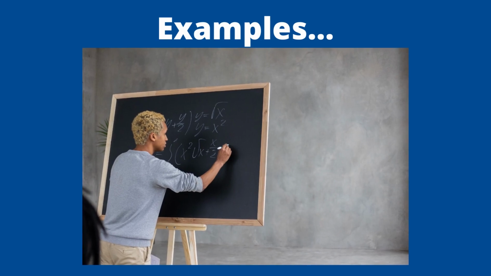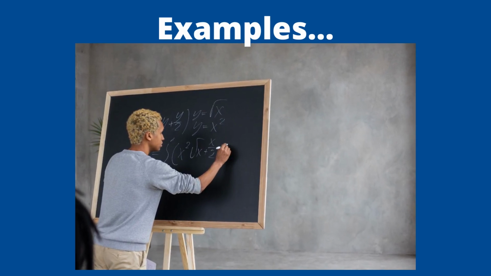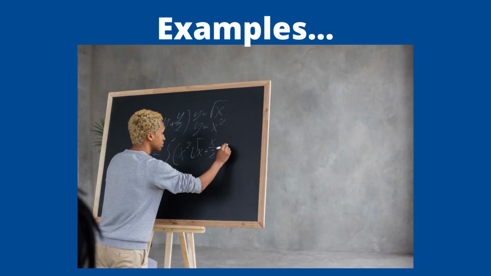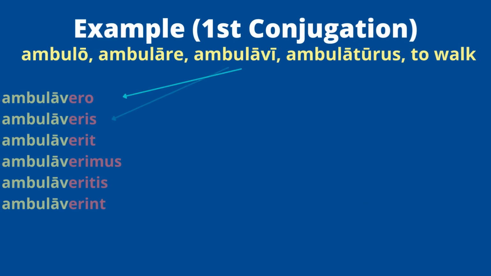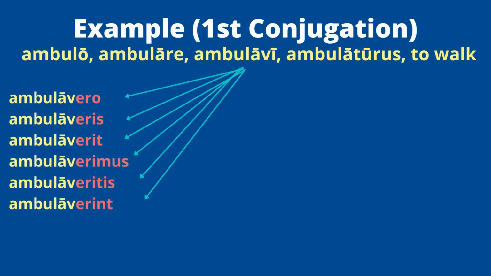Okay, so I'm going to show you different conjugation verbs just so you can feel comfortable with it. But again, it really doesn't matter what verb you use. No matter what you do, go to the third principal part, drop the long i, add your ending. So if you had ambulare, a first conjugation verb, you take ambulavi, drop the long i, you add on ero, eris, erit, and there you go. You're off and running, right? I will have walked, you will have walked, he, she, it will have walked, and down the line.